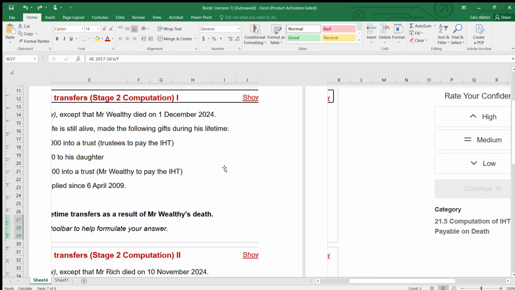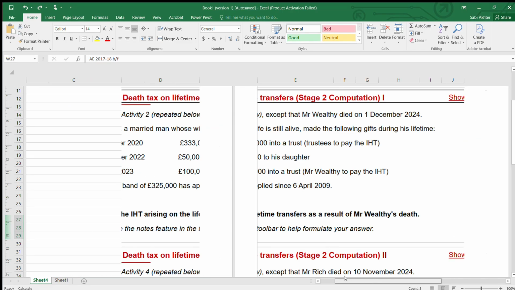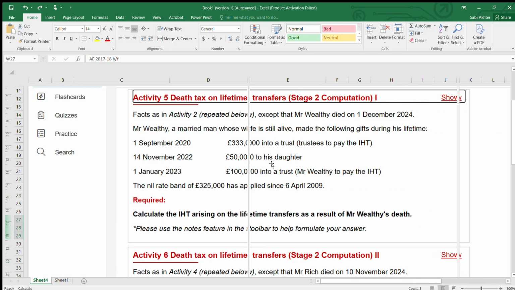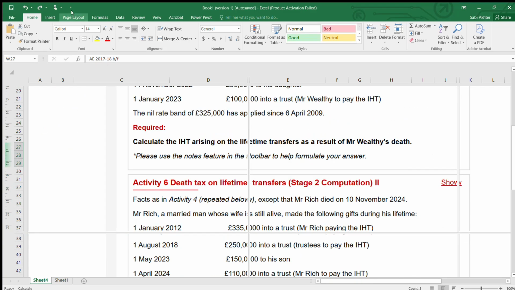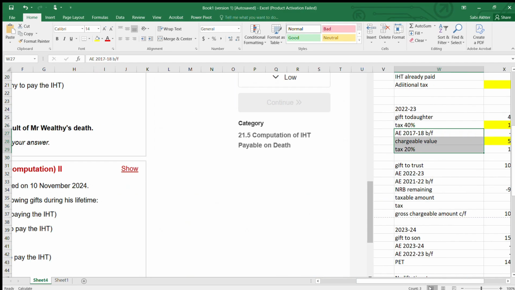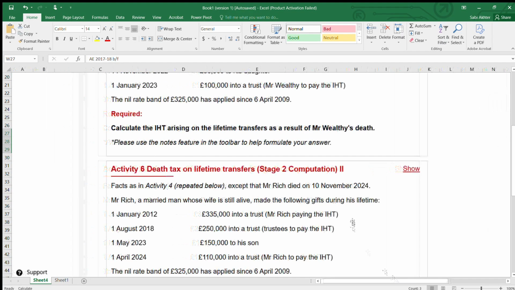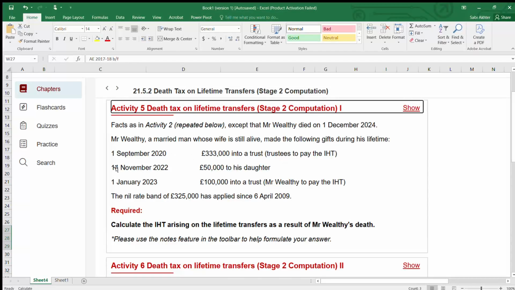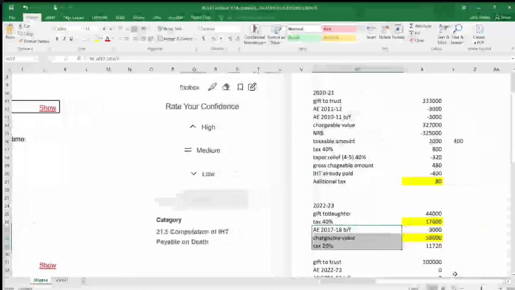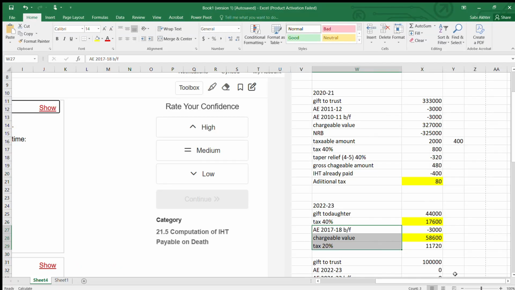So in this case, if you see, he died 1st November 2024, and the date of the gift is 14 November 2022. So it's more than 2 years but less than 3 years. That's why no taper relief. This you have to write as a note. Whether the taper relief is available or not, you should always make a note of it, and this 17,600 will be payable by daughter.